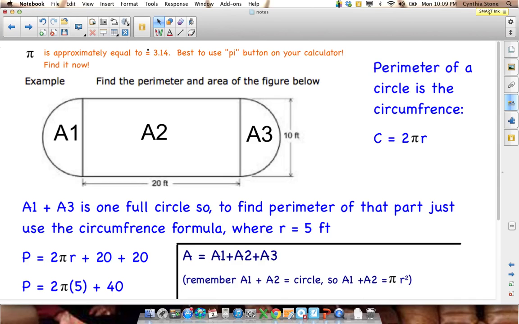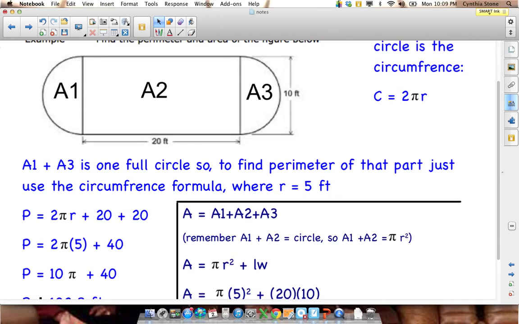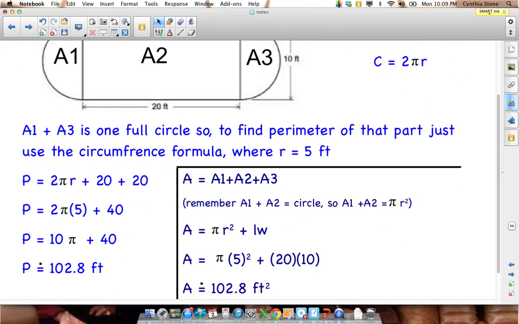Yeah, so the circle. So now you can just do the perimeter. It's the circumference plus this distance, 20, and this one will be the same on top, 20. Okay, and then you can work that out. A couple little things about working with pi.